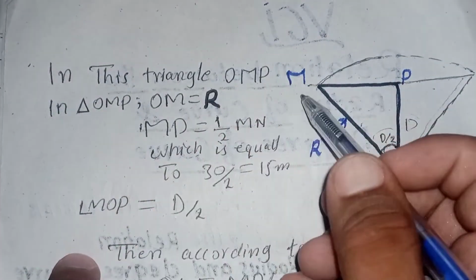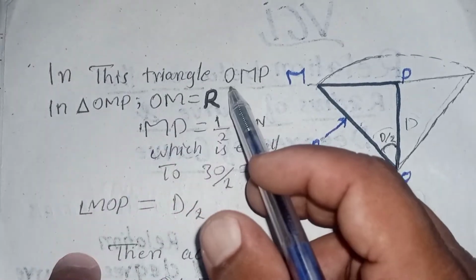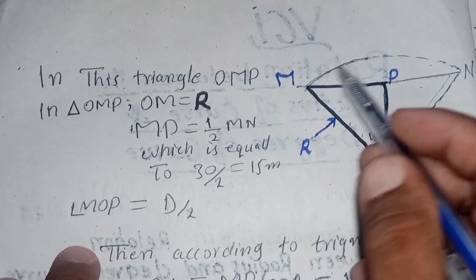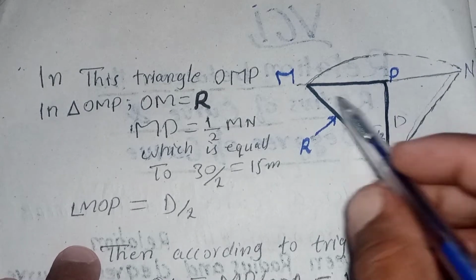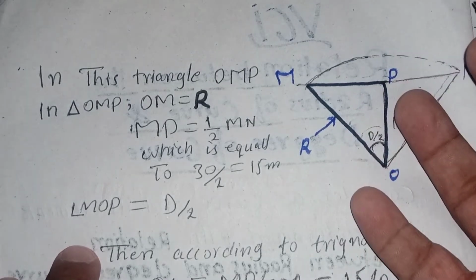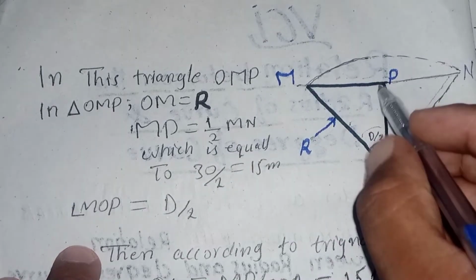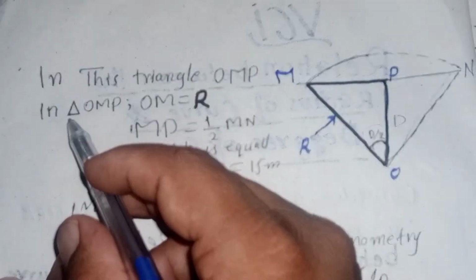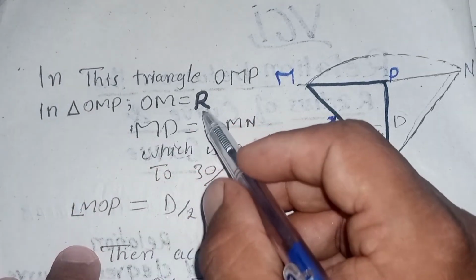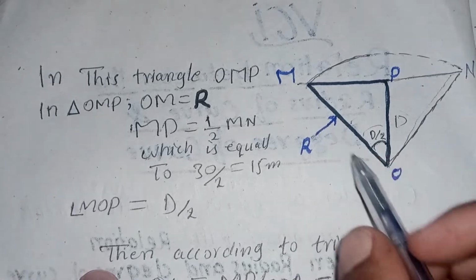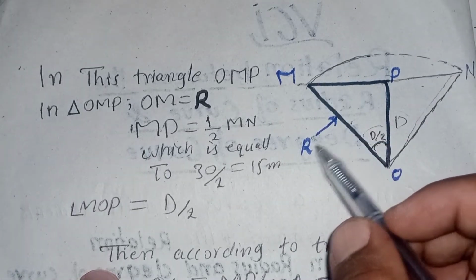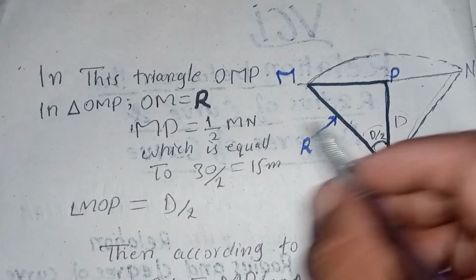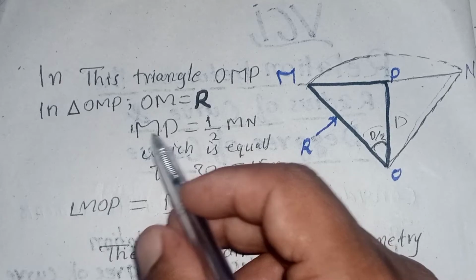So as we have taken a right angle triangle, this triangle OMP, the thin line is the whole curve, but the dark line shows the considered right angle triangle. In triangle OMP, OM is equal to the radius, which is denoted by R, and this R is known as the radius of the curve.